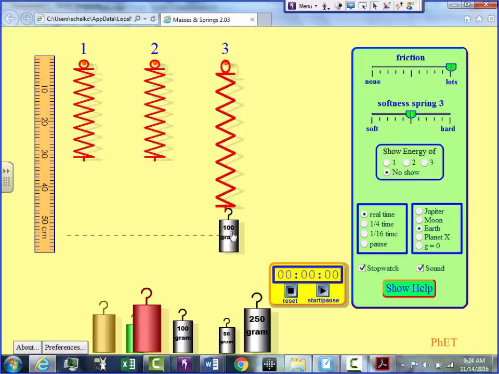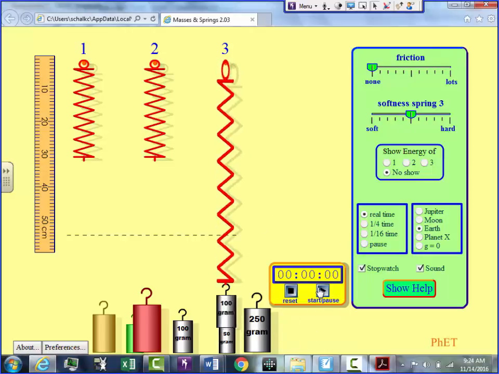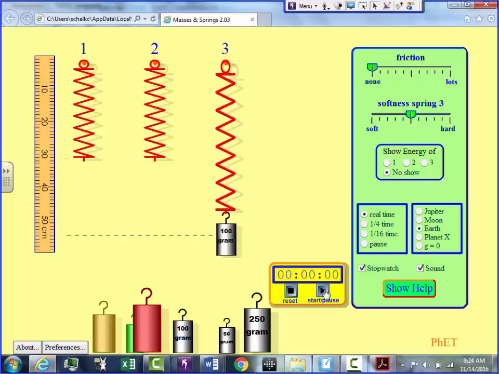So basically I'm going to pull this down. It doesn't really matter how far I pull it down. It should work the same either way. Better turn friction back off though. Okay, and then once I think I got the hang of it, I'll press start and then we'll count 10 together. Does that make sense?